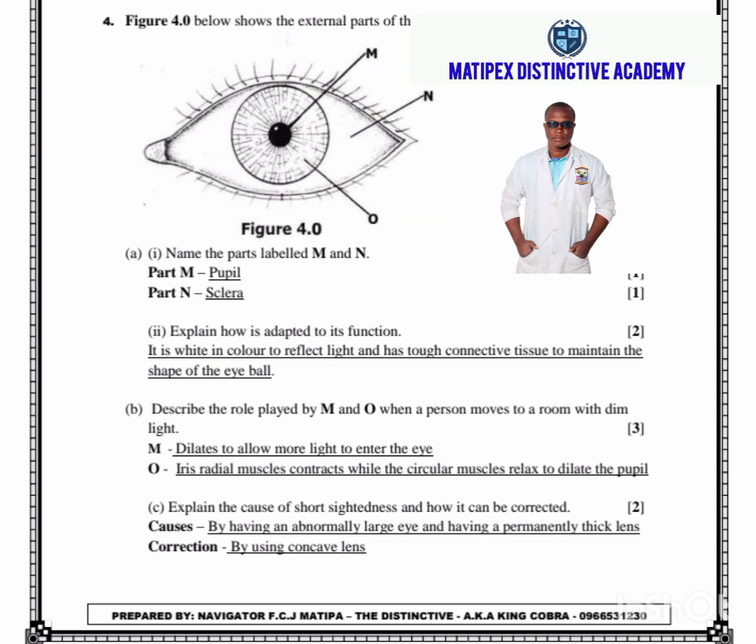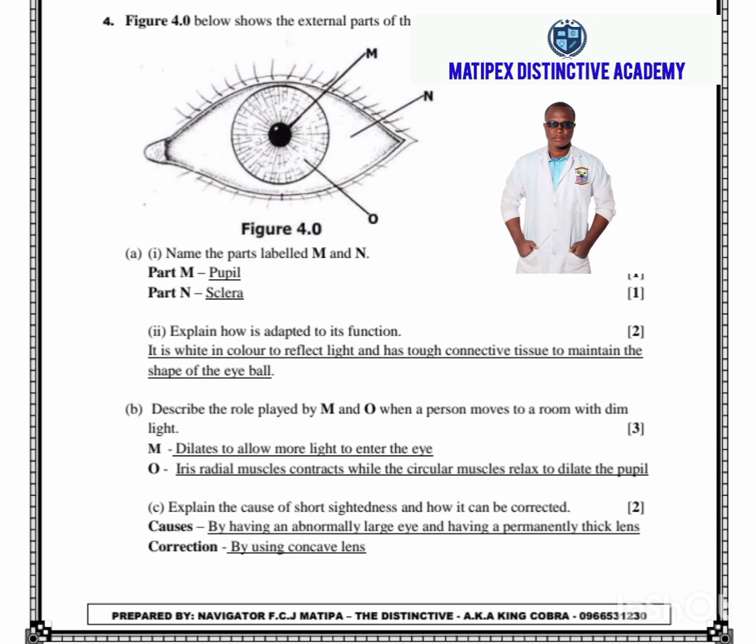So now the question is saying figure 4.0 below shows the external parts of the human eye. Question A, Roman numeral 1, is saying name the parts labeled M and N. So the part labeled M is the pupil. So M, pupil. N, that's the sclera.